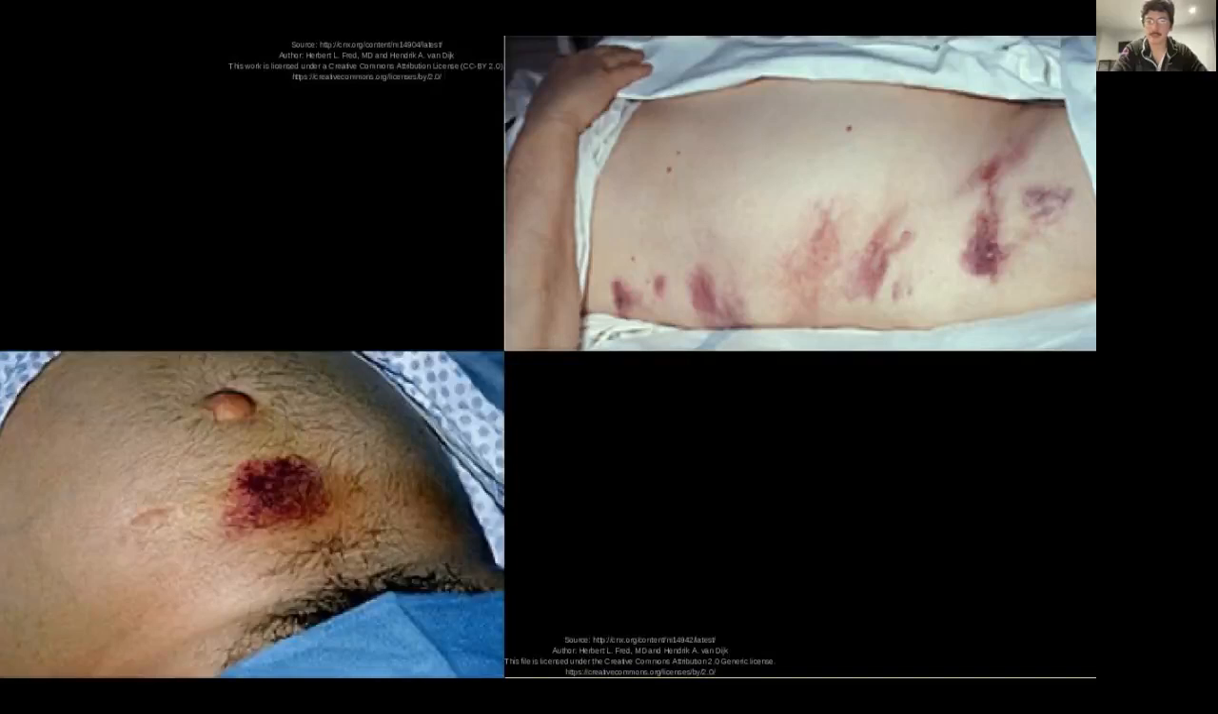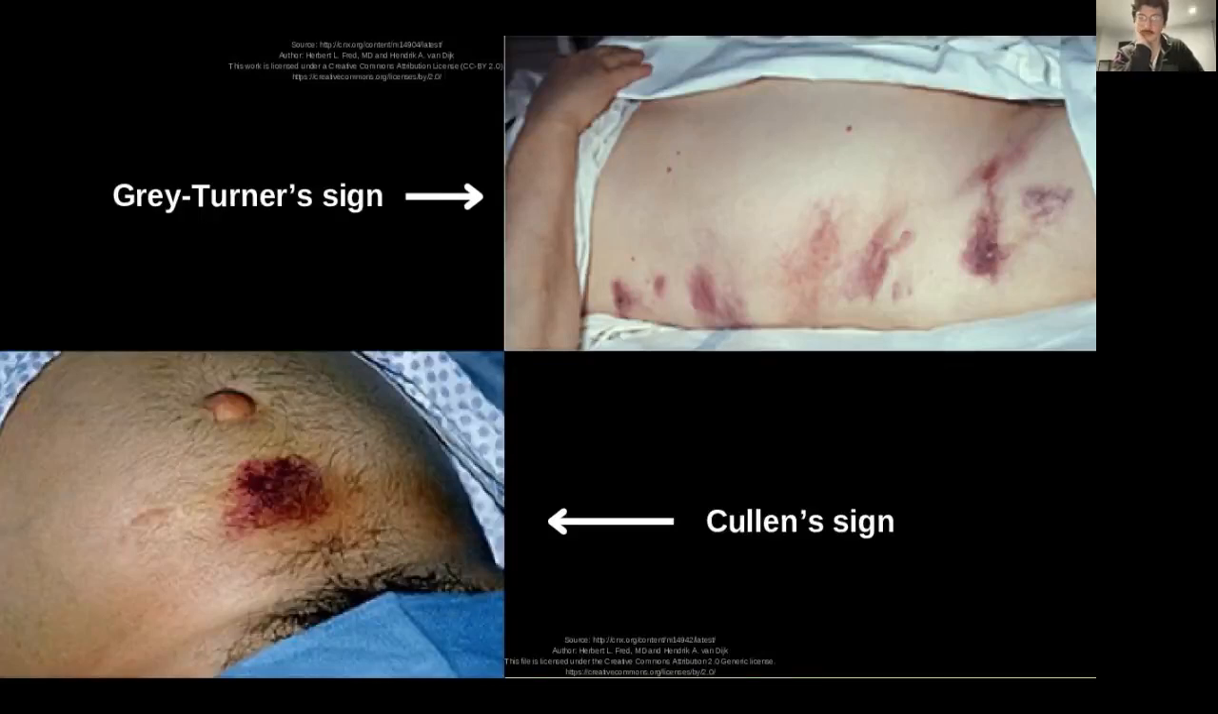Yeah, that's right. Cullen's and Gray Turner's. So the bottom one's Cullen's. That's the central periumbilical bruising, indicating abdominal hemorrhage, and the Gray Turner sign is on the flanks, and that specifically indicates retroperitoneal hemorrhage. The pancreas is a retroperitoneal organ.